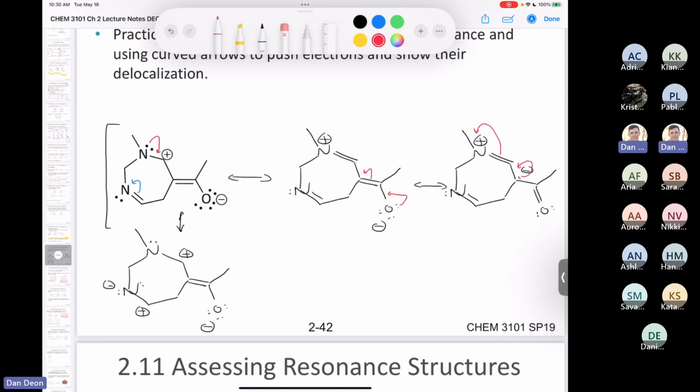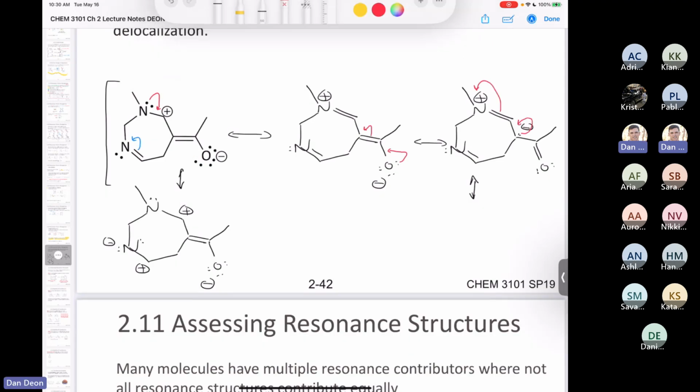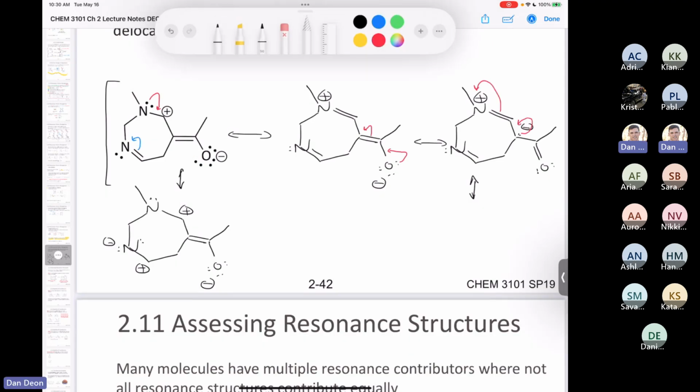And so I'll let you draw that one final resonance contributor. I'm not going to draw it on here because I'm kind of running out of space. But that would be a completely neutral molecule. Oh, what the heck, I'll draw it. Let's see here if I can squeeze it in. Not a lot of room, but that's going to look something like this.